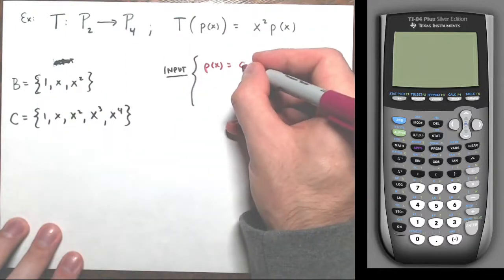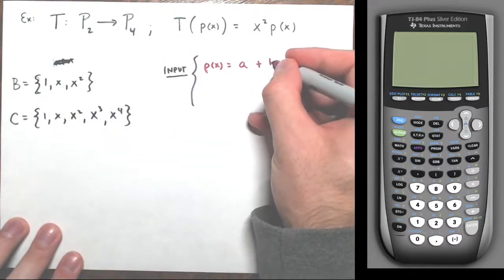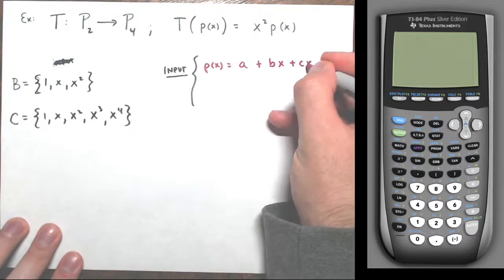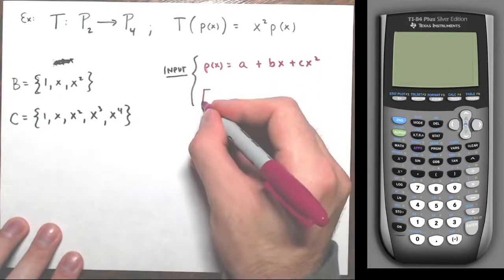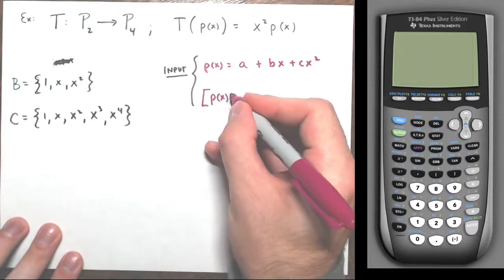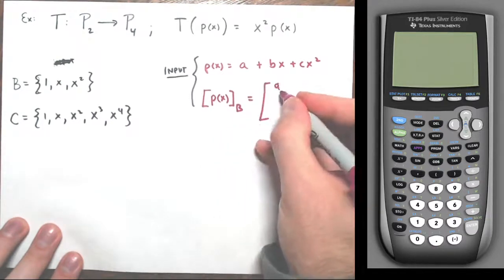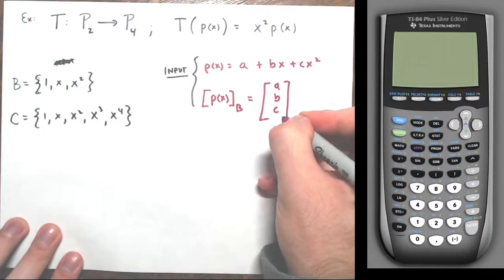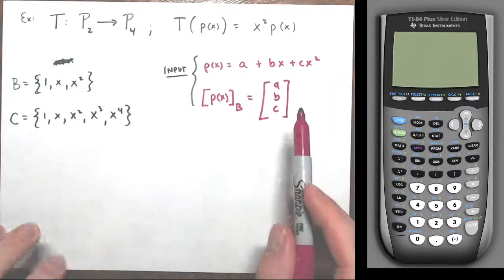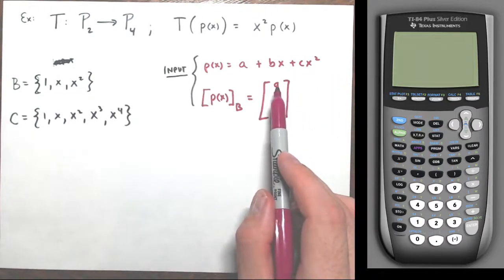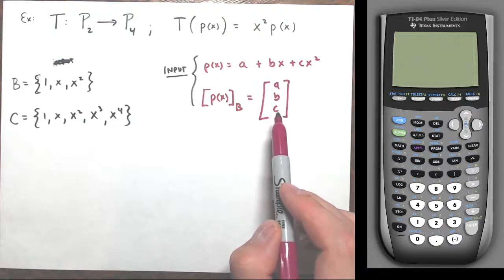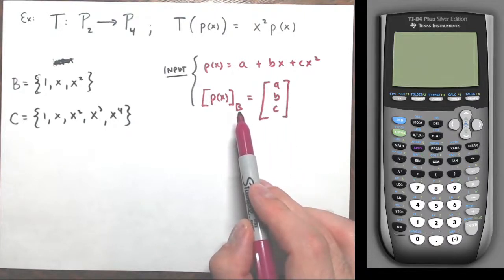So again, A times 1 plus B times x plus C times x squared. So the coordinate vector for this with respect to basis B is the vector with components A, B, C. It's a 3-by-1 vector. And again, this means you have A times 1 plus B times x plus C times x squared. You just have to remember what the basis B was.